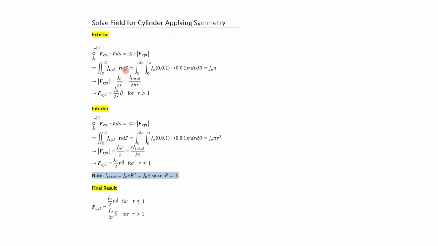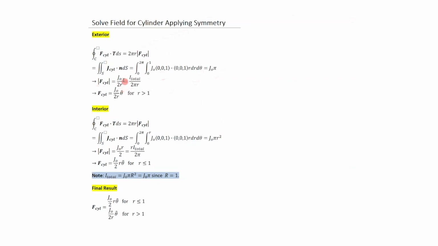So the differential surface area will be (0, 0, 1) r dr d theta, and J naught is already a given. This is in vectorial form. If we take the dot product and integrate, we end up with J naught pi. Equating the left side with the right side, we can compute the magnitude of F cylinder, and this just becomes J naught divided by 2r.